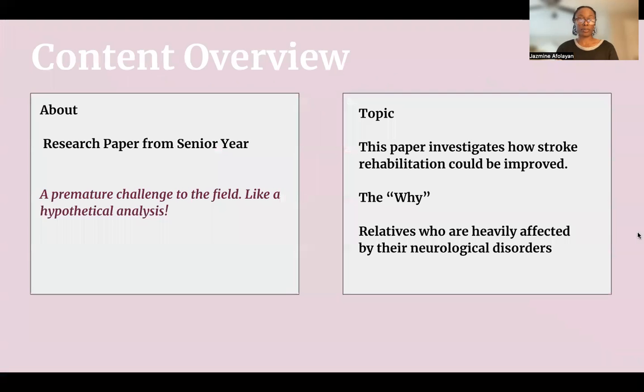This is a layman's approach because this is a research paper that I developed in my senior year of high school with very, very little experience. And so you can think of it as a premature challenge to the field or like a hypothetical analysis because it's really how I understood the information and then myself responding to it. And so this paper is investigating how stroke rehabilitation could be improved. And I researched this topic because I have relatives of my own who are affected by neurological illnesses.